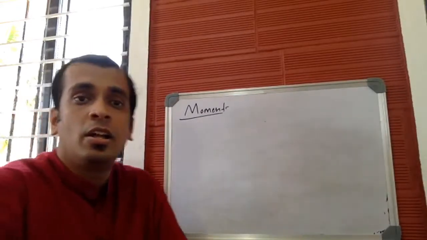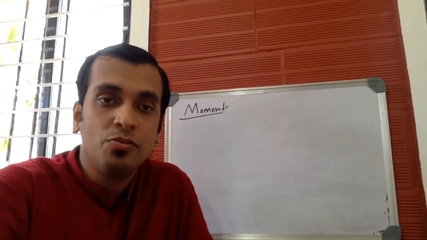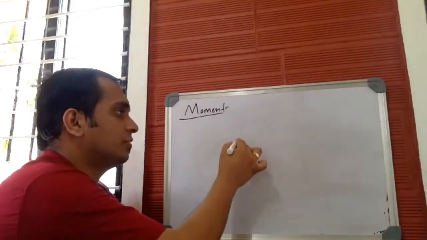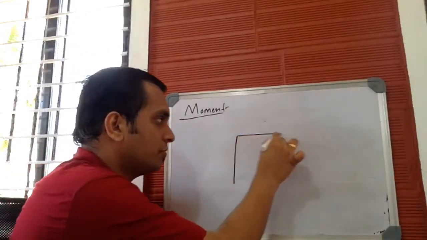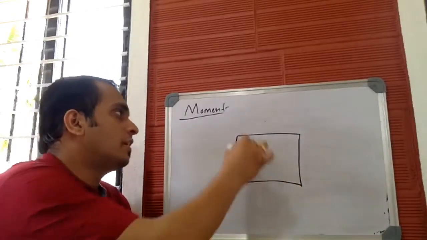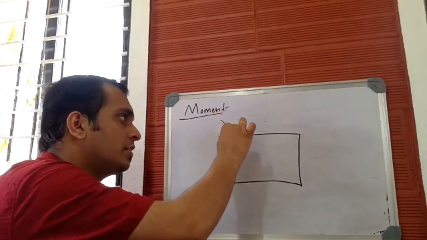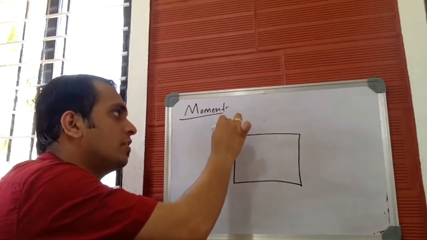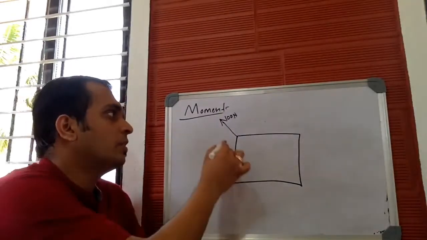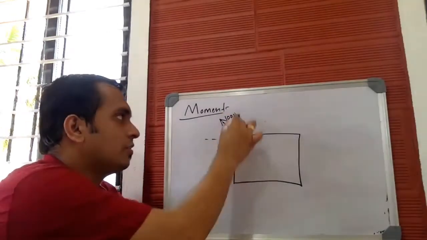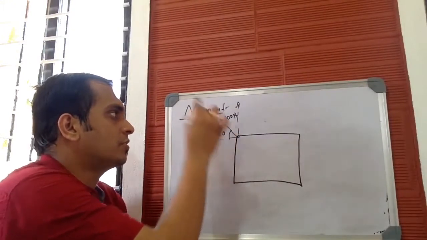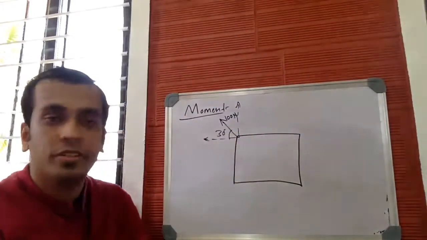Now, second problem, problem number 2. Let me consider a rectangular plate in this way. Rectangular plate. And let me consider an inclined force of, say, 100 Newton magnitude. Let the inclination be 30 degrees.